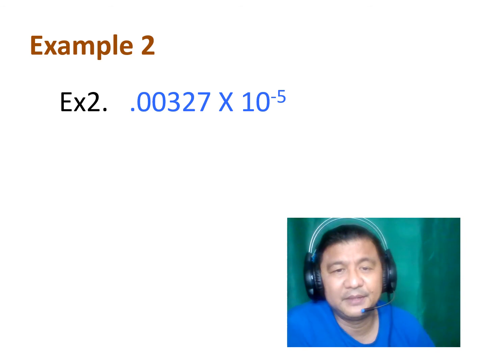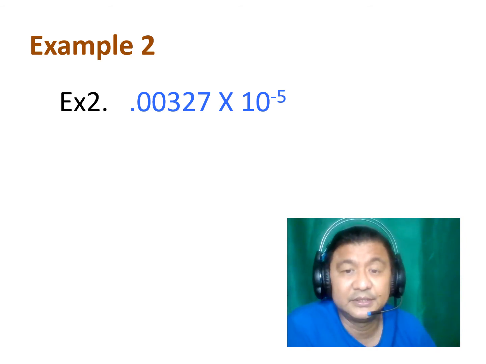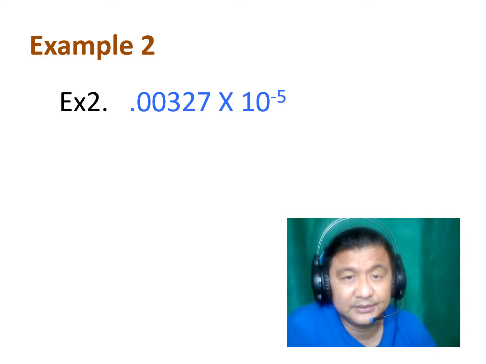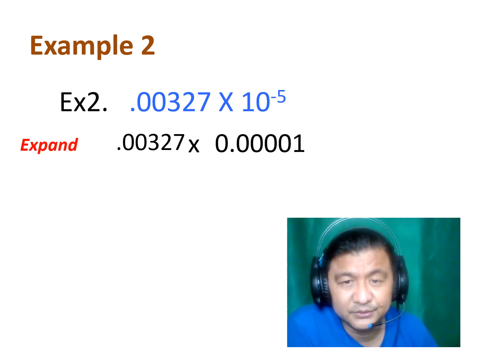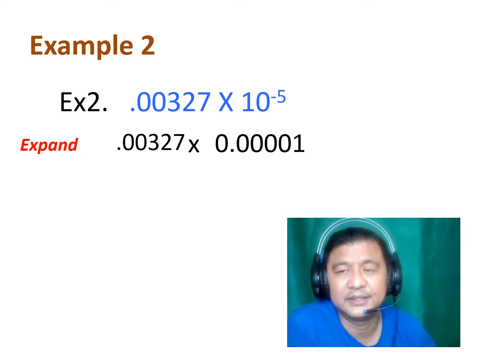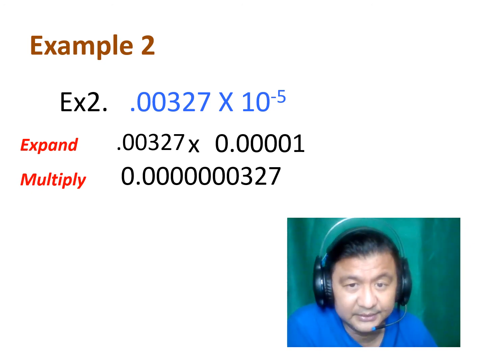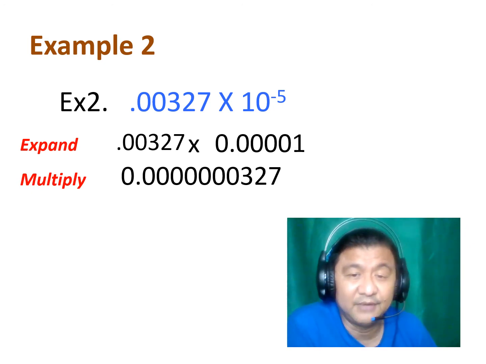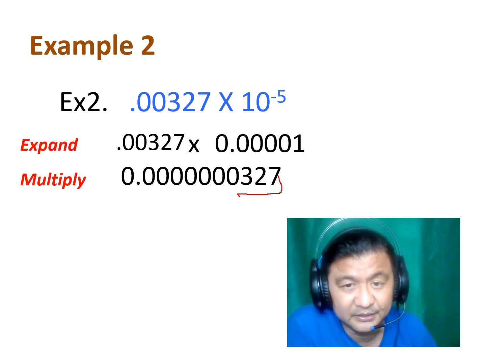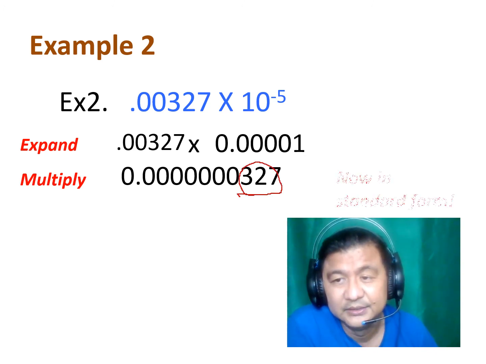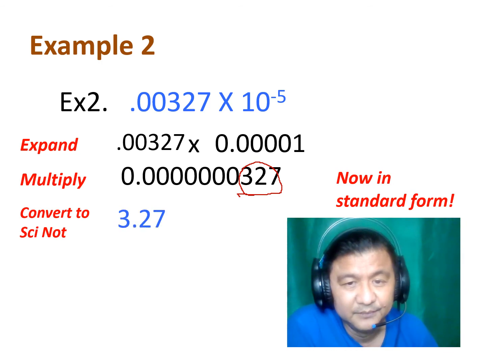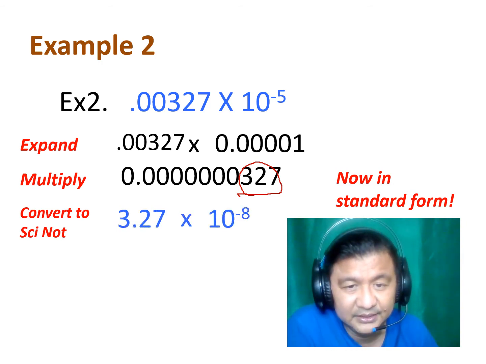Okay, now we're multiplying by a negative exponent in the base 10. So again, look at this number. Let's just multiply the number, expand it first. Same number times 0.00001. Okay, use any method you want. That's going to be a small number, right? But what's the exact value? Again, we need to make a number between 1 and 10 here. So that's going to be 3.27 times 10 to the negative 8.